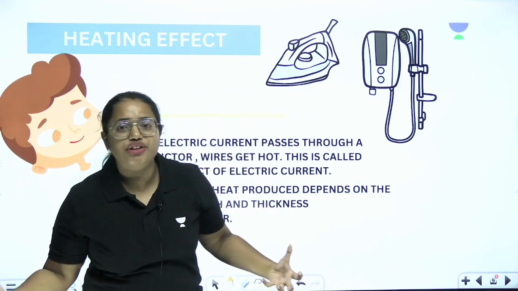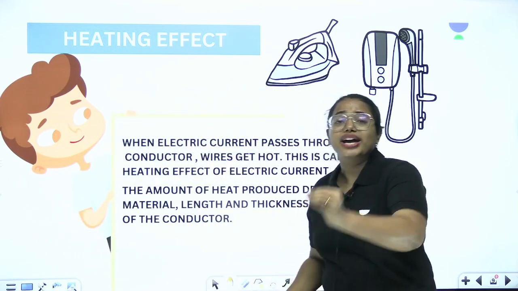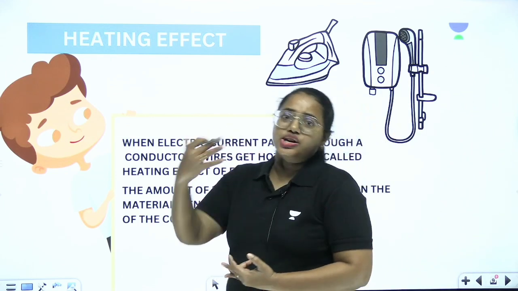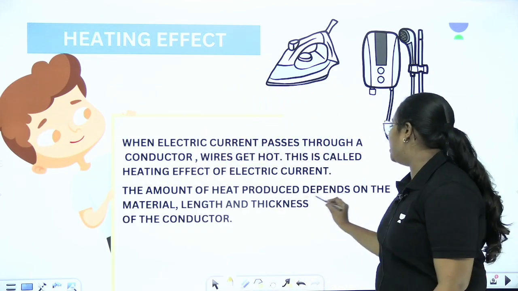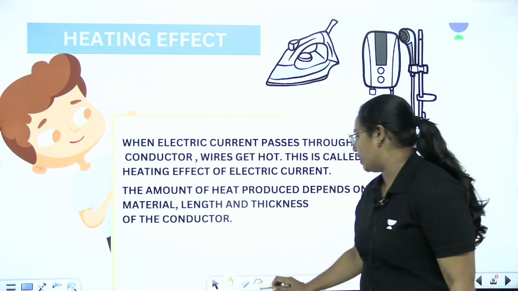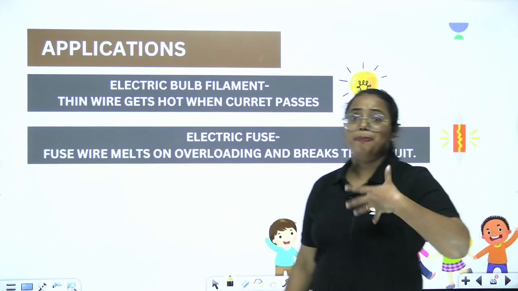What is meant by the heating effect? When electric current passes through a conductor, the wires become hot. This is one of the effects of electric current. The amount of heat produced depends on the material, length and thickness of the conductor. Got it? Clear? Now we are moving towards applications.